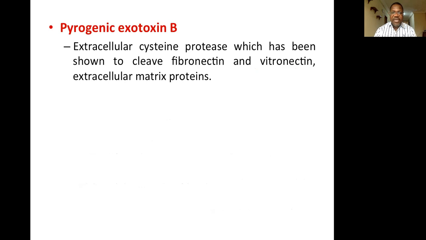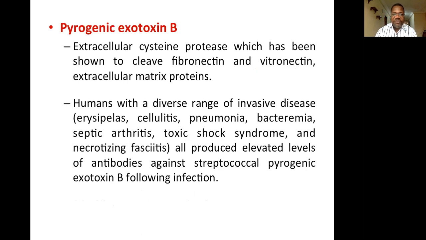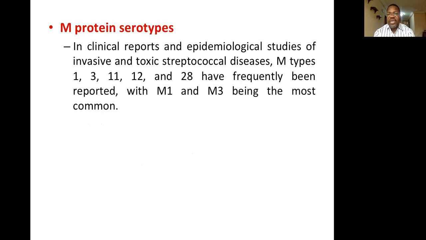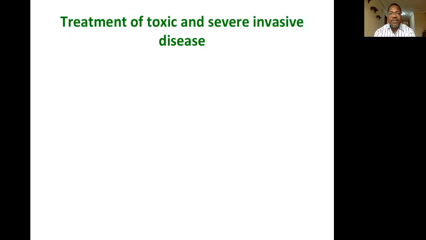Other virulence factors like pyrogenic exotoxin B are extracellular cysteine proteases, which have been shown to cleave fibronectin and other extracellular matrix proteins, so they are able to create destruction of the tissue. We also have humans with a diverse range of invasive disease like erysipelas, cellulitis, pneumonia, bacteremia, and septic shock, all of which produce elevated levels of antibodies against streptococcal pyrogenic exotoxin B. Following the infection, we also have the effect of the M protein serotypes.